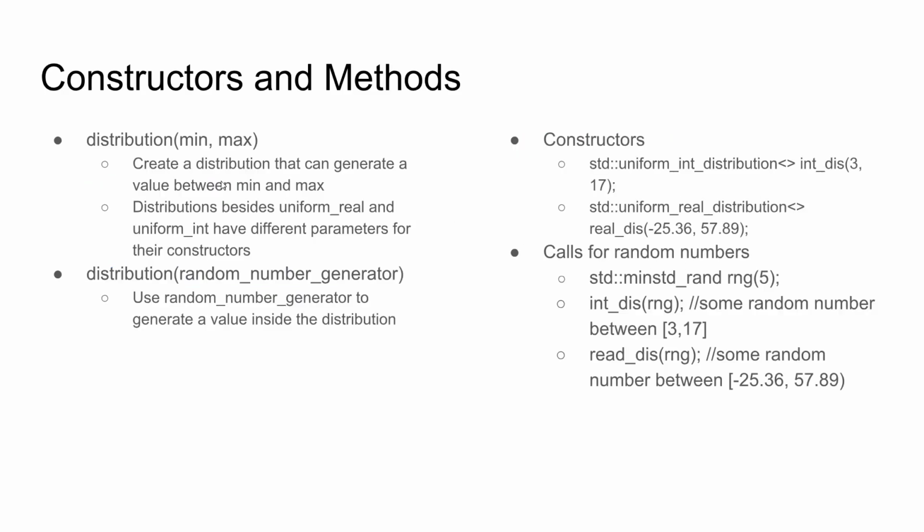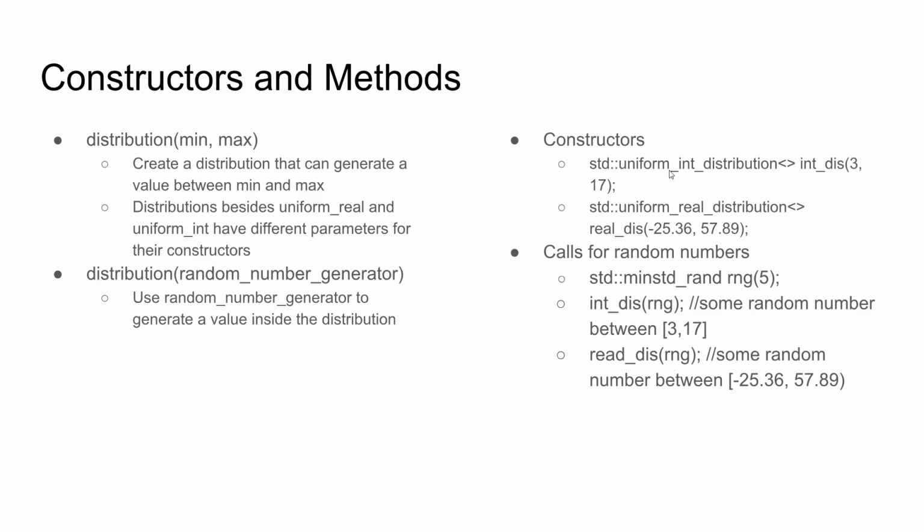When you want to create a distribution, either a uniform integer distribution or a uniform real distribution, you say your distribution and then the min and max. What are the minimum and maximum you're willing to produce? And then when you actually want to get a value inside that distribution, pass in the random number generator, and it'll give you a value inside that distribution.